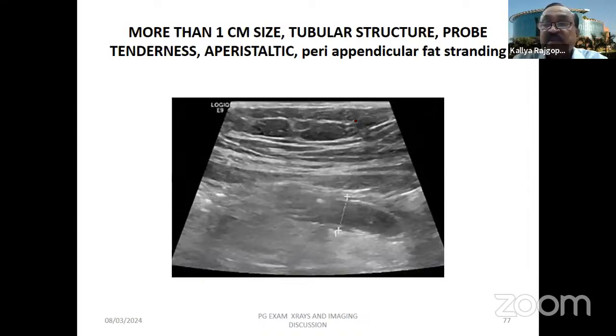One of the extensively used investigations with which you can even diagnose appendicitis. If you look carefully, it's almost more than a centimeter in size here. Tubular structure. There's no peristalsis. And tenderness, of course, probe tenderness. And if you see this white structure here, that is the periappendicular fat stranding.